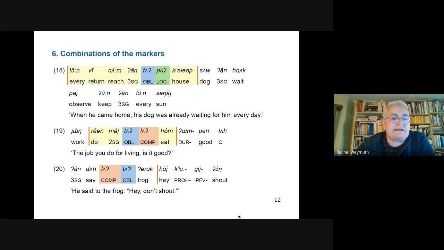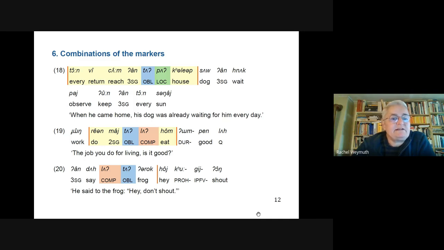Then in 19, we have the oblique marker ta and the complementizer la. That means the job you do for a living. Here, I suppose, not suppose, but ta never occurs directly in front of a verb. That is not possible. So la is used probably as kind of a nominalizer.